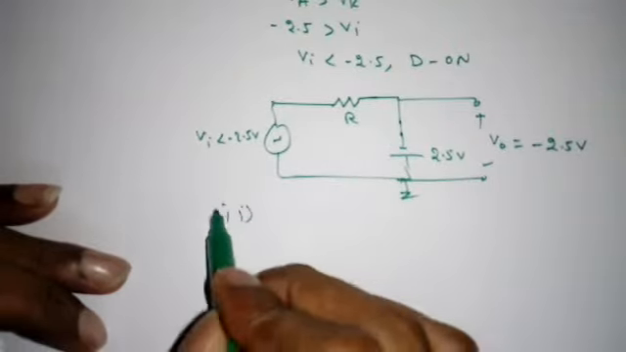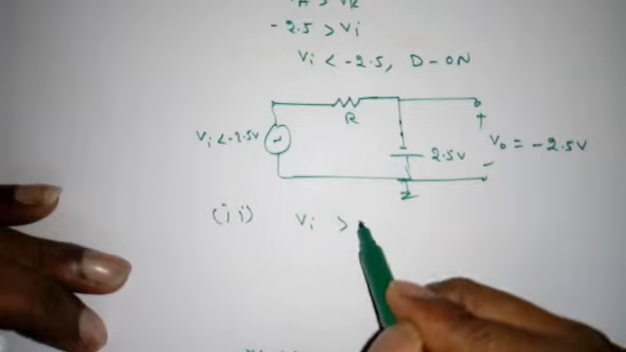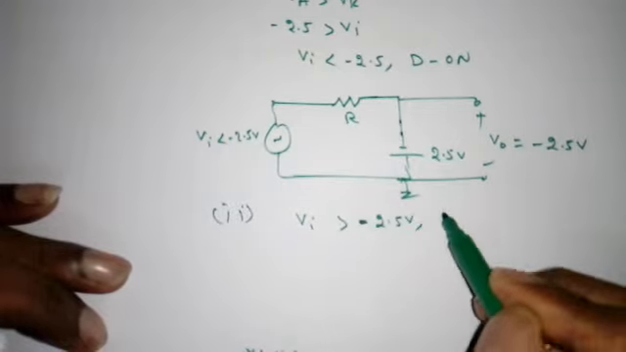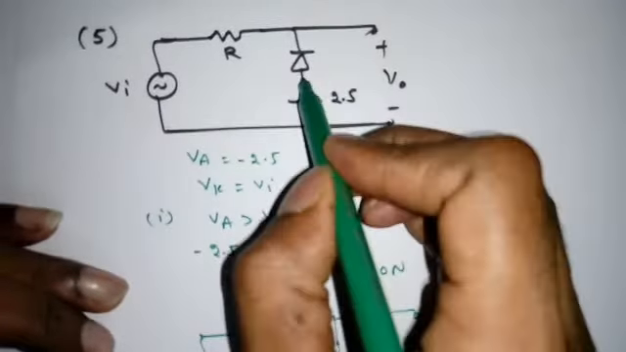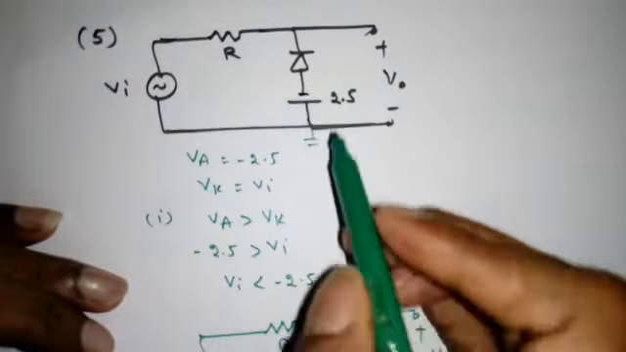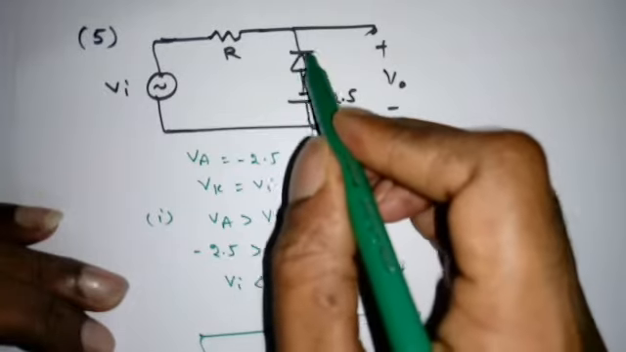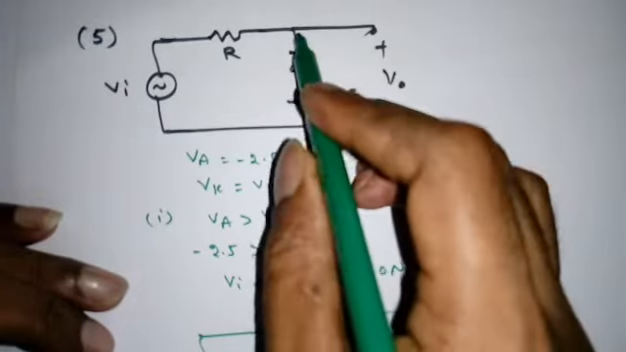Now what is the second condition? Very simple. When VI is greater than minus 2.5 volt, the diode D will be off. Why? See, anode voltage is minus 2.5 volt. Always remember, when the diode D is on, it means anode voltage should be greater than the cathode voltage.